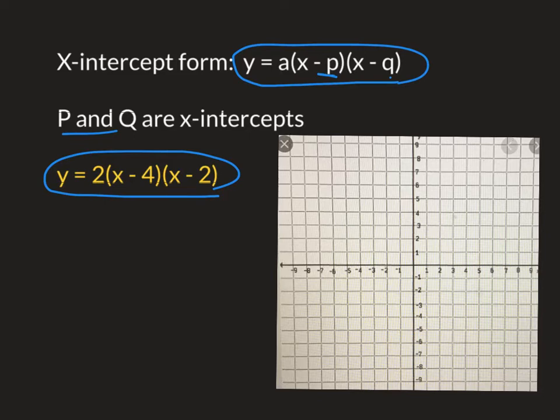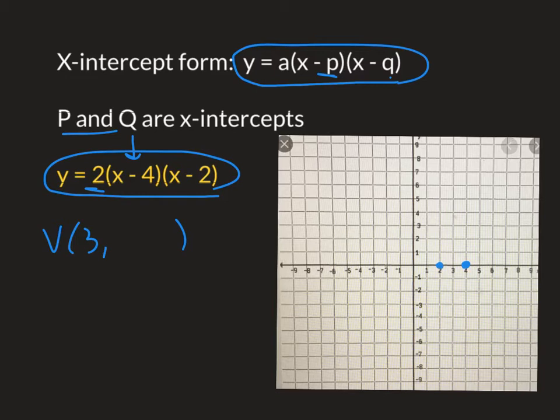Watch how good this is to do with x-intercept form. The opposite of what's inside is your x-intercept. So it's going to cross the x-axis at 4. It's also going to cross the x-axis at 2. Okay, those are the x-intercepts. Now, obviously we don't know what the vertex is, but the vertex is always in the middle of the parabola. So the vertex is going to be right in the middle of 2 and 4, which is 3. So the vertex is going to be 3 something. I know it's going up because there's a positive 2 in the middle.